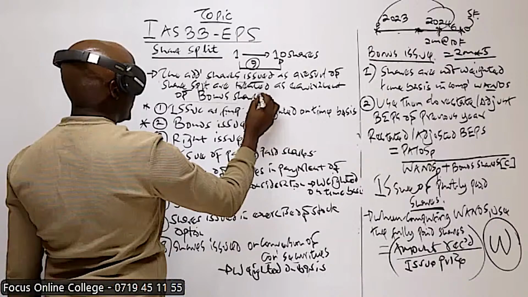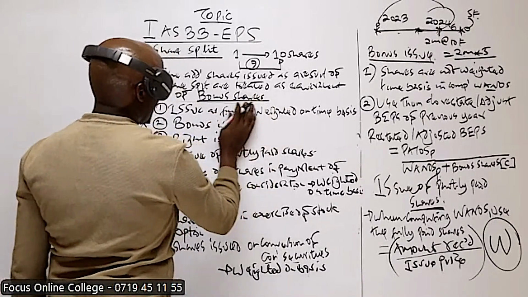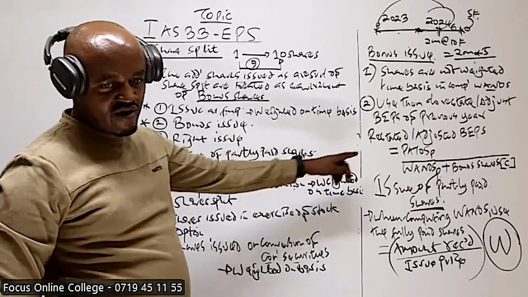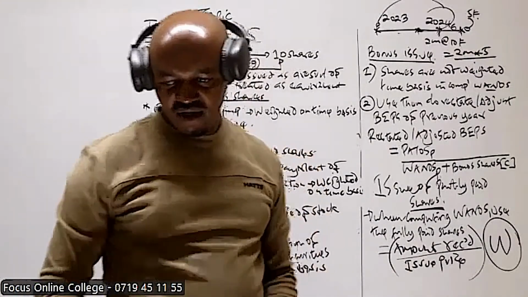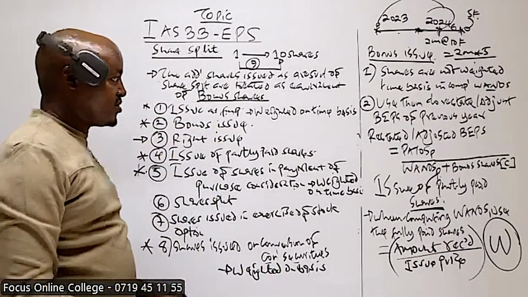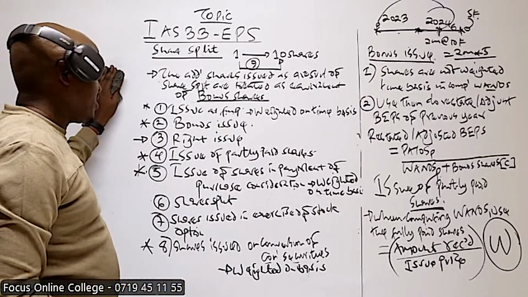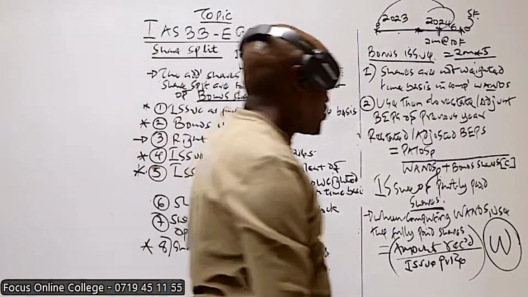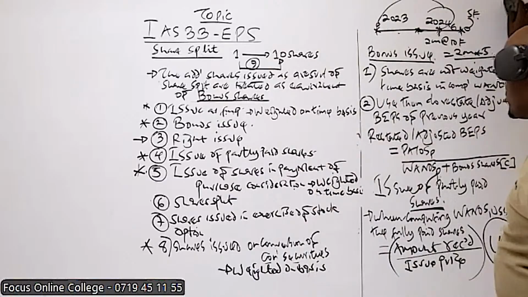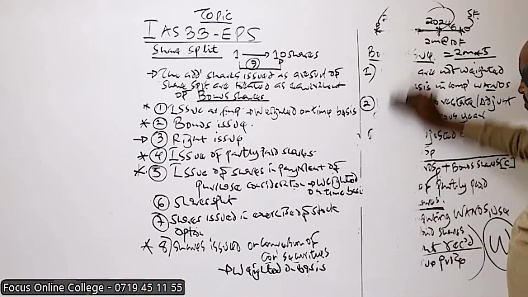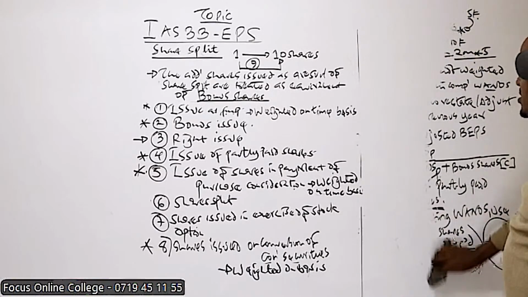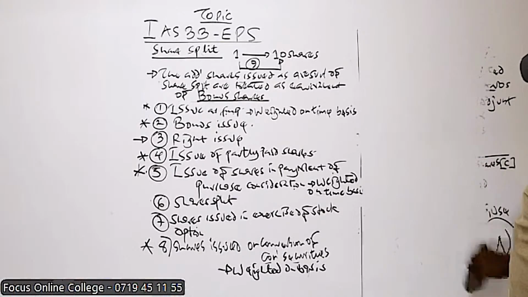Are treated as an equivalent of bonus shares. Now, in that case, you have to remember what we have said regarding the bonus shares. Number one, we don't weight them on time basis when computing the earnings per share for the current year. And number two, we also use the bonus shares to restate the EPS of the previous year.